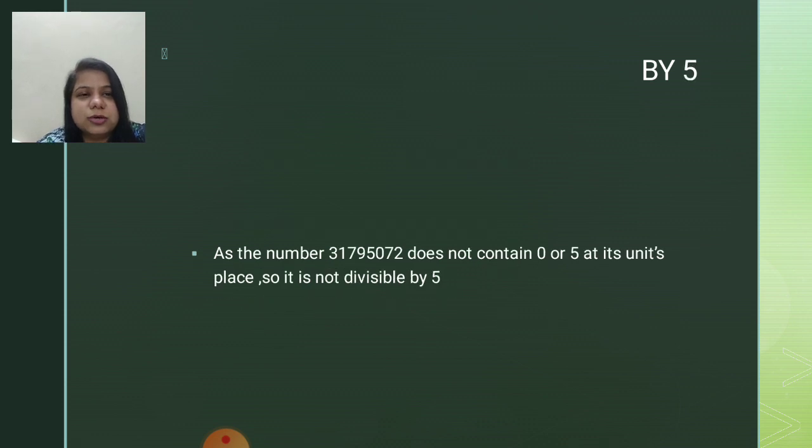Now next we are going to check the divisibility of this number by 5. I think it's so simple. We have done it earlier that to check divisibility by 5, the unit digit of the number should be either 0 or 5. So in this case, the unit digit or ones digit of the number is 2. It is not 0 or 5. Therefore, the number is not divisible by 5.